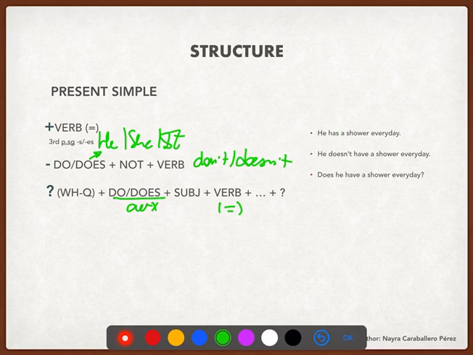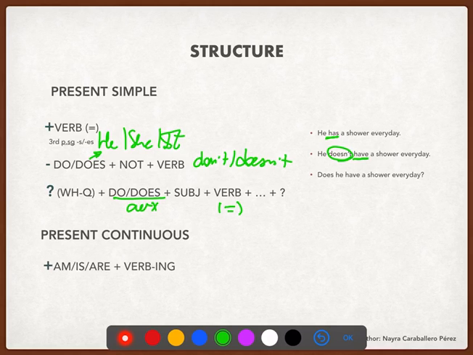Pay attention to that because here we have has, but here we have have. Why? Because doesn't indicates that the verb tense is the present simple. Okay? So you don't have to write has, just have. Okay? Perfect. And in the present continuous, we write is or are.